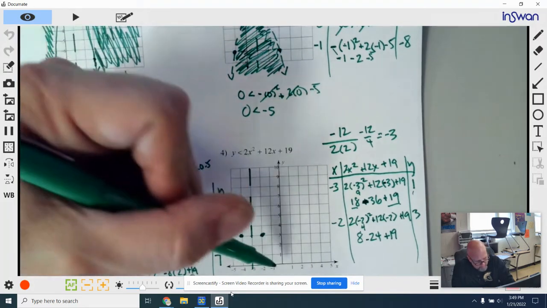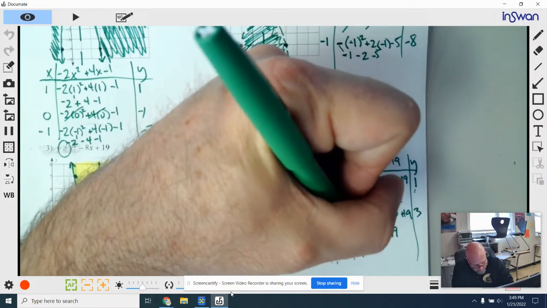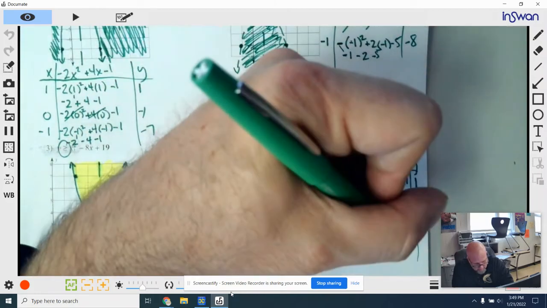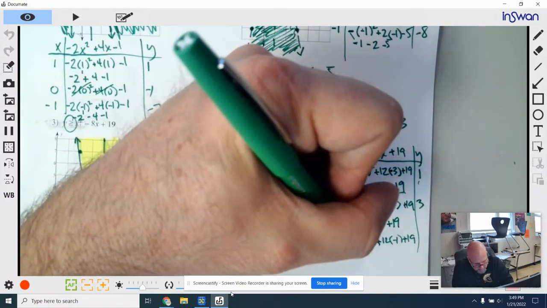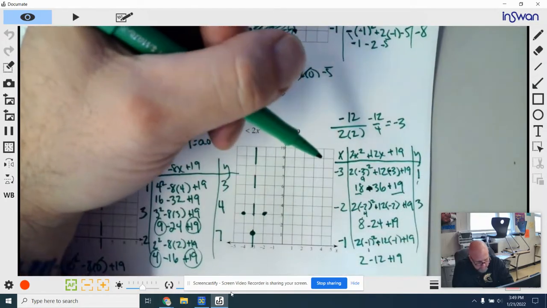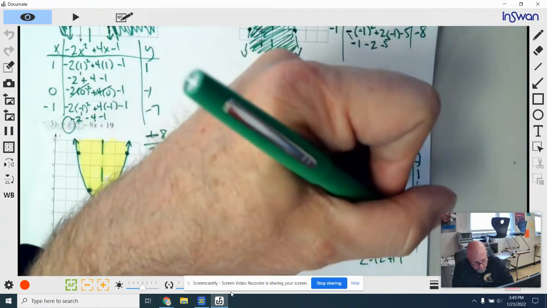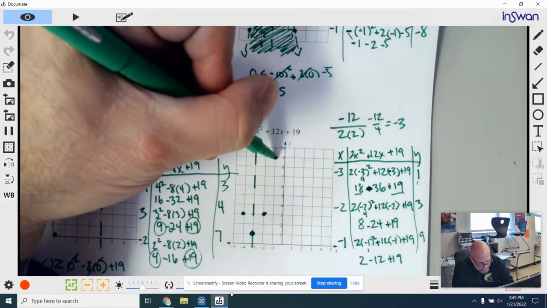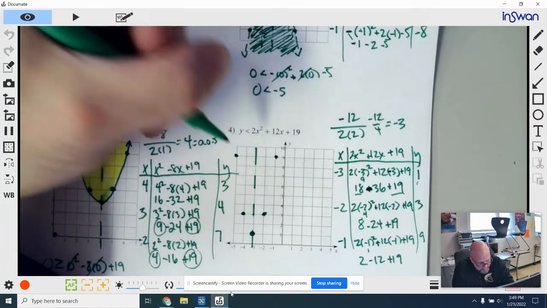Need one more point. So let's go with negative 1. All right, so I'm going to do 2 times negative 1 squared plus 12 times negative 1 plus 19. Okay, negative 1 squared is 1. 2 times 1 is 2. 12 times negative 1 is negative 12 plus 19. All right, 2 and 19, that's 21. 21 take away 12 is 9. So at negative 1, you're all the way up to 9. Okay, so I see that's 2 spots to the right. So now we'll reflect that over, go 2 spots to the left.